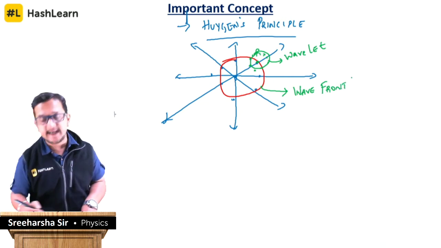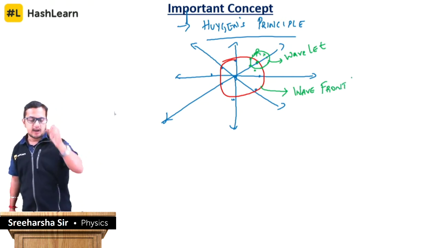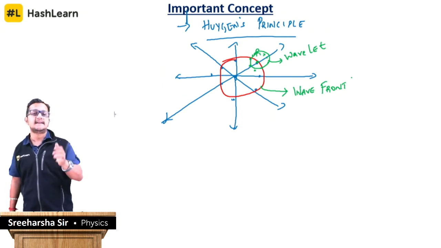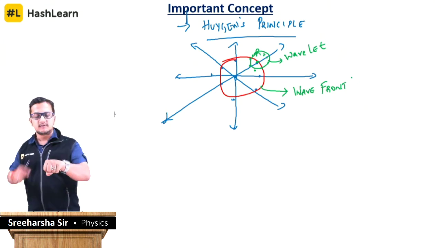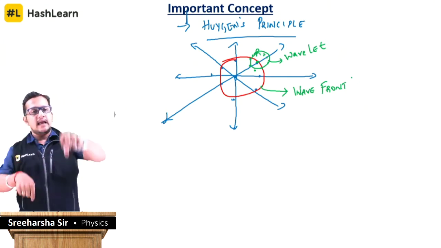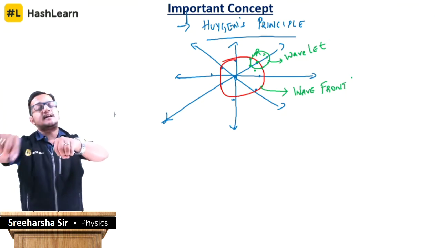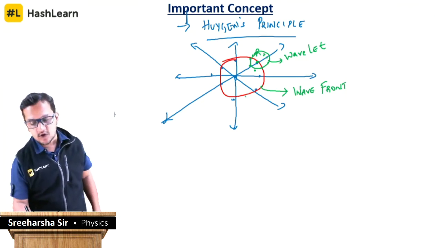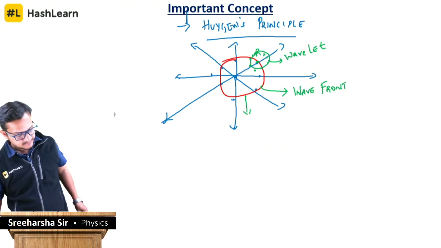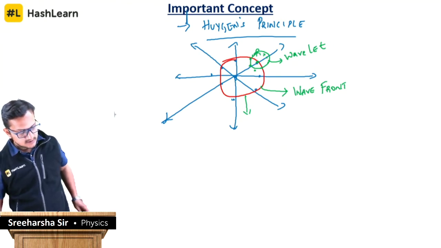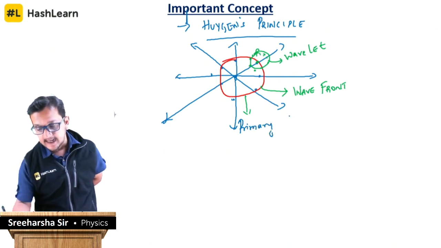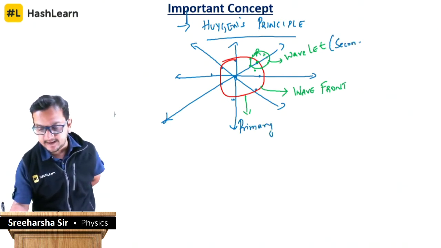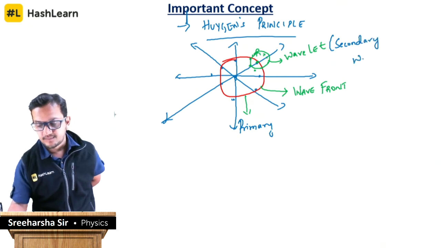So according to the Huygens wave principle, if you have to consider an analogy for this in simple language, it is like passing the message. The source will disturb the surrounding medium, and each disturbance will disturb surrounding around it. So this is called as primary wavefront, and this is called as secondary wavelet.